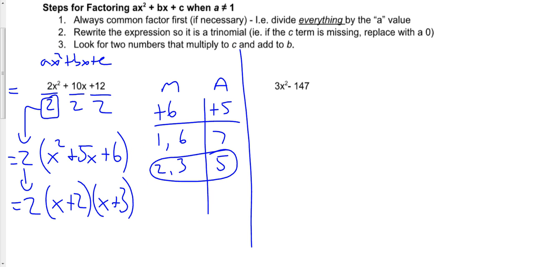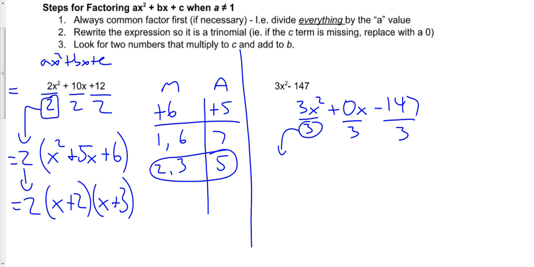The next example, again here, we actually have just 2 pieces. We're missing a b value, so let's rewrite this equation. We'll call it 3x squared. Since we're missing the b value, it must therefore be 0. So plus 0x minus 147. Okay, so we're going to factor out everything by the a value. And again, the a value is this positive 3. So I don't want to lose that. So I'm going to divide all 3 terms by positive 3. And I'm going to take that and move it down.